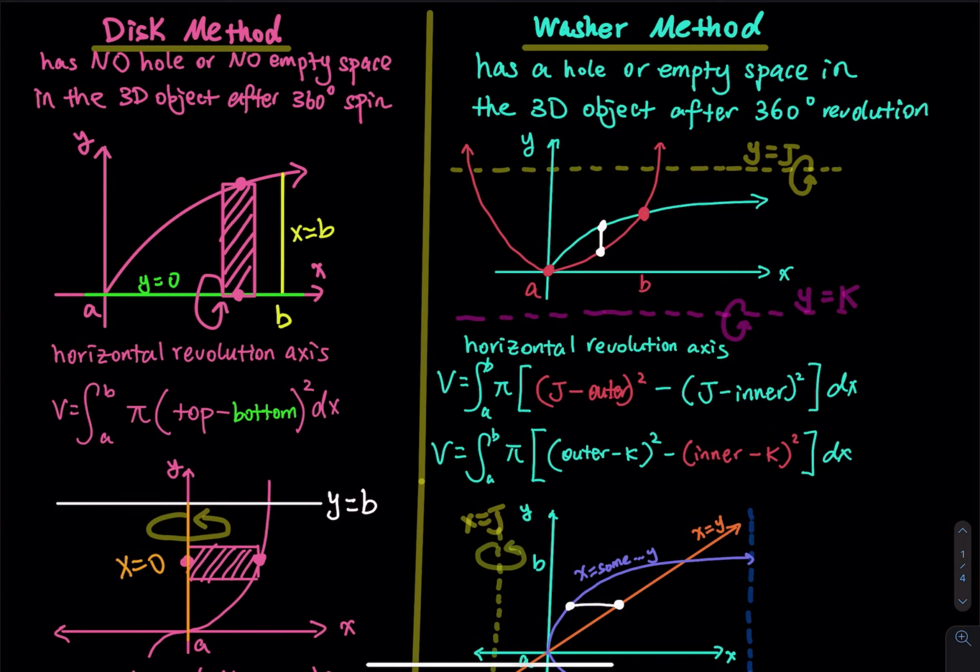So pi r squared is the area of one circle. Once you take the integral from a to b, then you have many circles stacked on top of each other, then you have a 3D object. Just picture this in your mind.